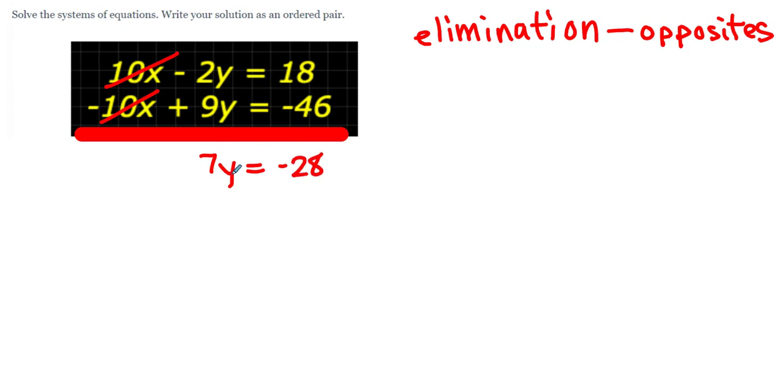Next, I'm going to isolate y by dividing by 7 on each side. And 7 divided by 7 is 1. 1 times y simplifies to y. And then negative 28 divided by 7 is negative 4. So my y value is negative 4.